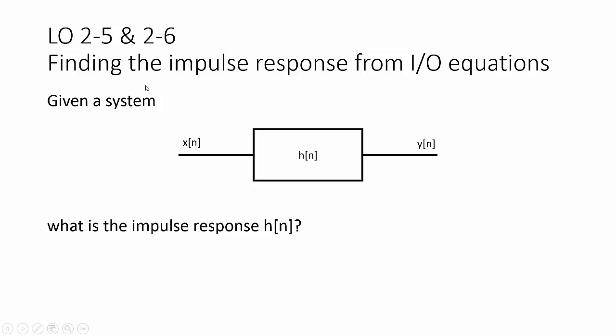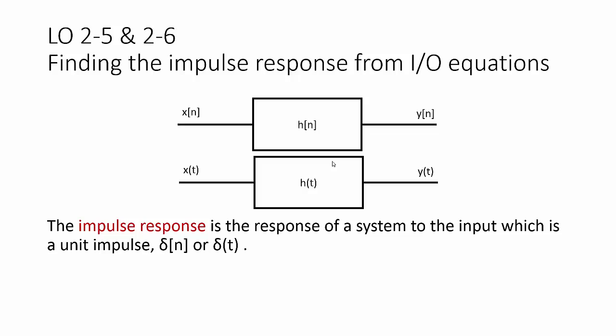For many problems, we know the mathematical relationship between x of n and y of n, like we did in Chapter 1. And in order to apply techniques from Chapter 2 and beyond, we need to know what is h of n. The same problem exists in continuous time, where our input is now x of t and our output is y of t, and we want to find the impulse response, which is now h of t for continuous time.